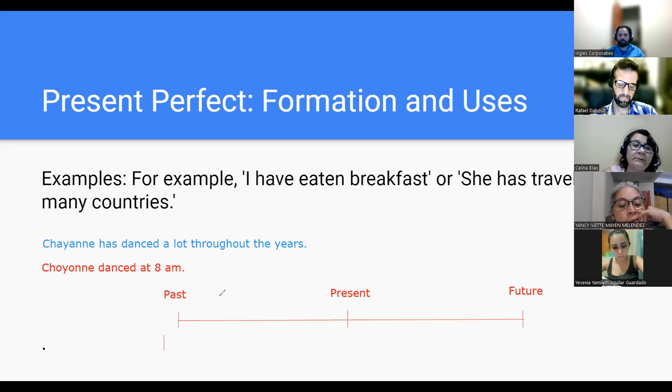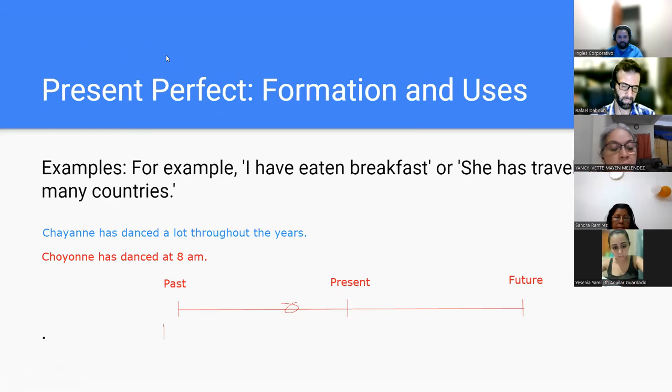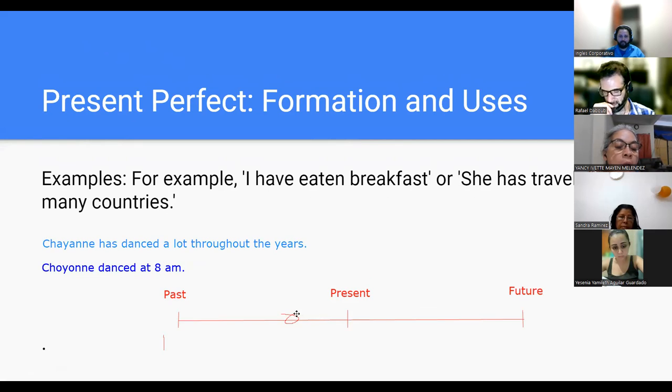Right now we're using a simple past, right? So Chia danced at 8 a.m. We started here, and we finished here in the past, right? Now, if it has an effect in the present, we will say that it will still continue here, right?